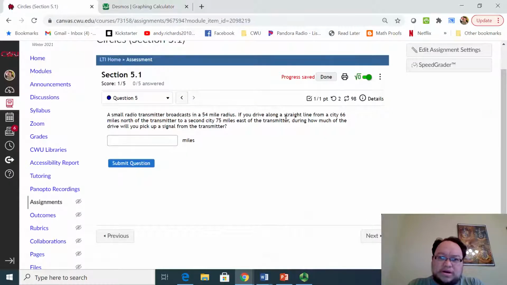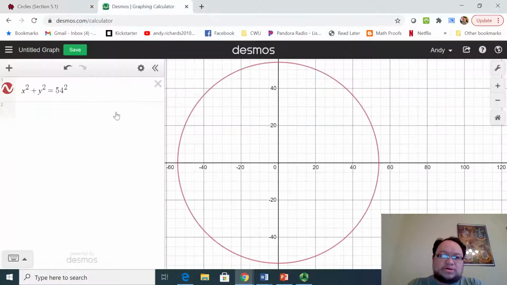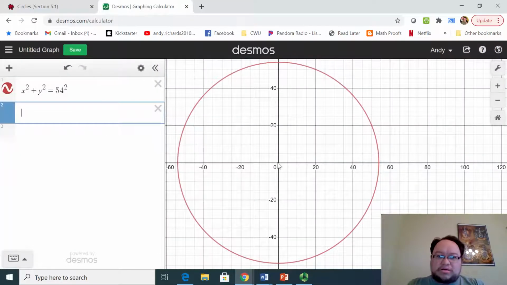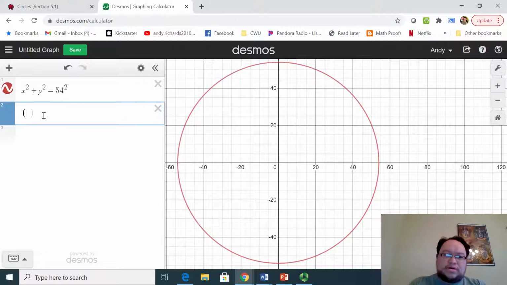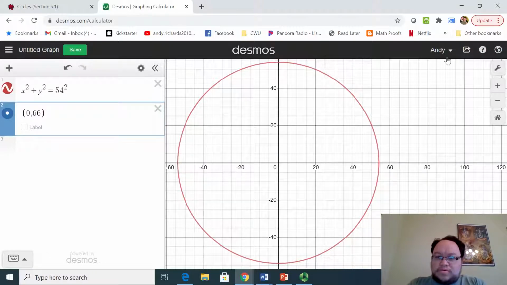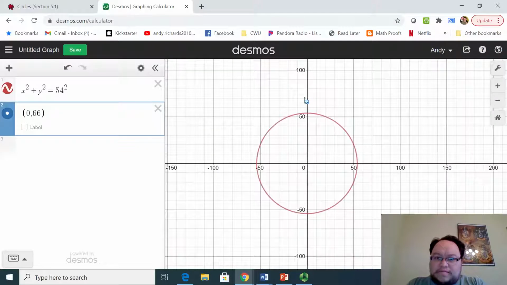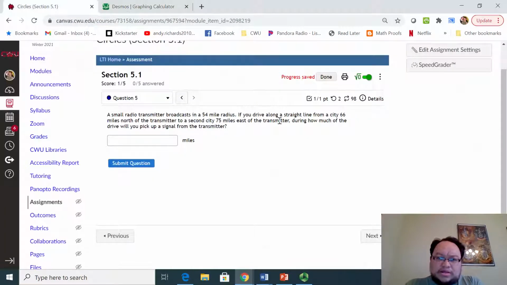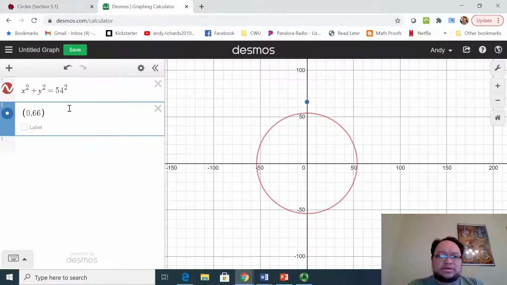Okay. Now on the next part here, we are driving from a city that's 66 miles north. So if we were 66 miles north of the radio tower, that tower is right here at the origin. Well, then that means we would be right there, right? So we're starting on this one, and we're on a road that is a straight line that goes to a second city that's 75 miles east. So we are 75 miles east like that. So we are driving in between these.